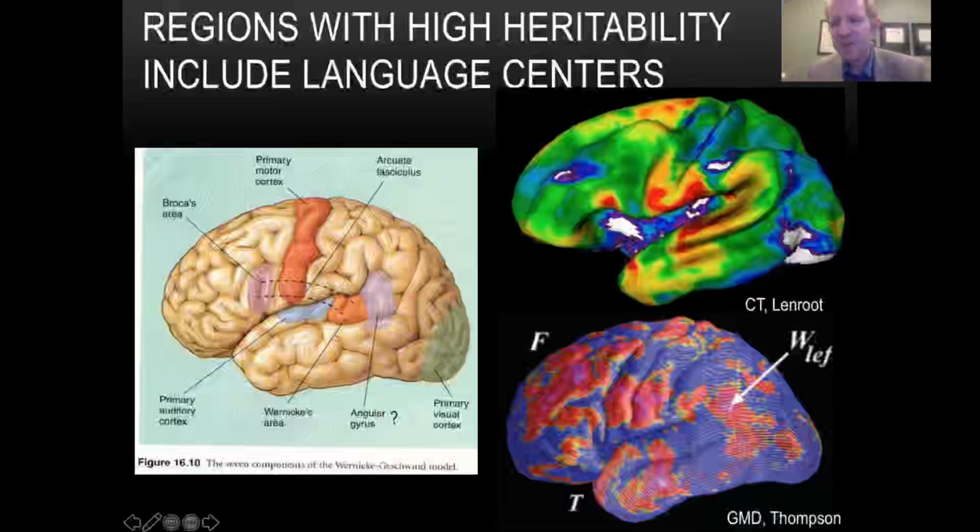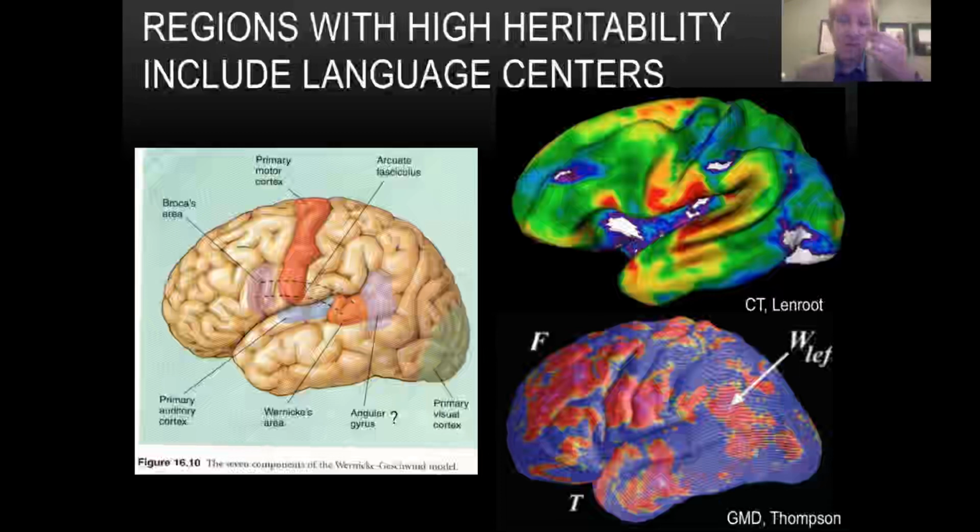So this is a landmark study by Paul Thompson, which showed gray matter density, but shows similar patterns. And you even see similar patterns of high heritability in the parts of the motor cortex and sensory cortex that involve the tongue and the mouth.